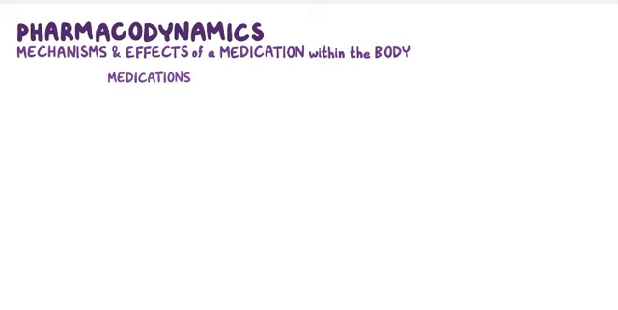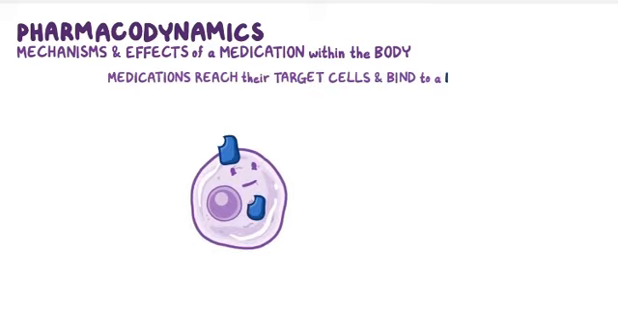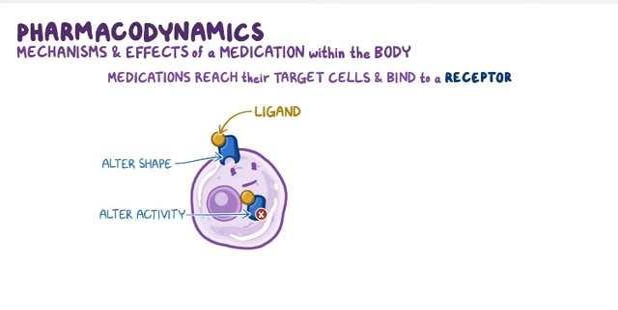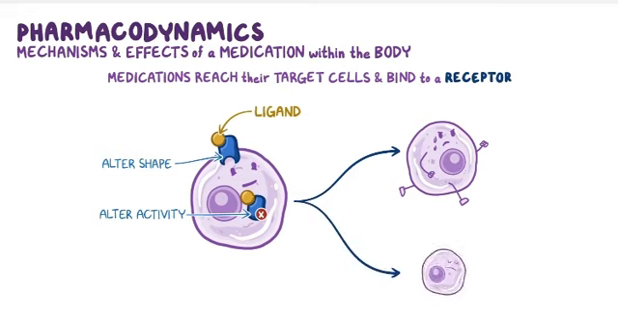To have an effect, medications have to reach their target cells and bind to a receptor. Receptors are specialized proteins found inside the cell or on its surface. When receptors are bound by a signal molecule, called a ligand, they can alter their shape or alter their activity, which ultimately results in some change in the cell's activity or behavior.